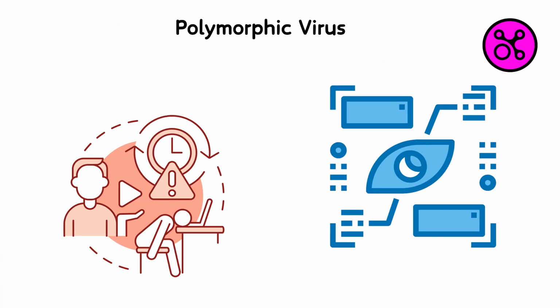Antivirus software typically works by recognizing patterns of known viruses, but with polymorphic viruses, these patterns constantly change. This makes it essential for antivirus programs to have robust detection algorithms that don't rely solely on known signatures but can detect anomalous behaviors typical of viruses.